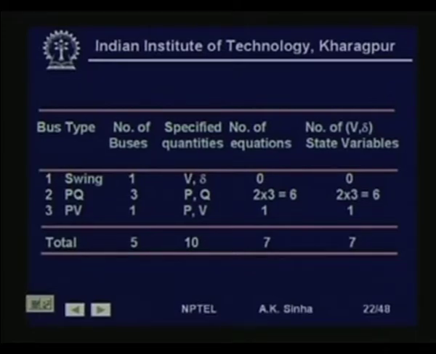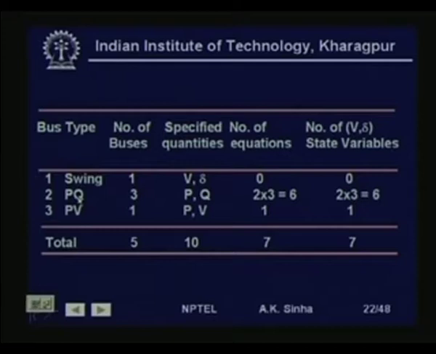Now, if we look at the power flow problem, then we find how many equations we need to solve. For the swing bus, we have both V and delta specified. So, we do not need to find out V and delta. So, there is no equation that is required to be solved for the swing bus.